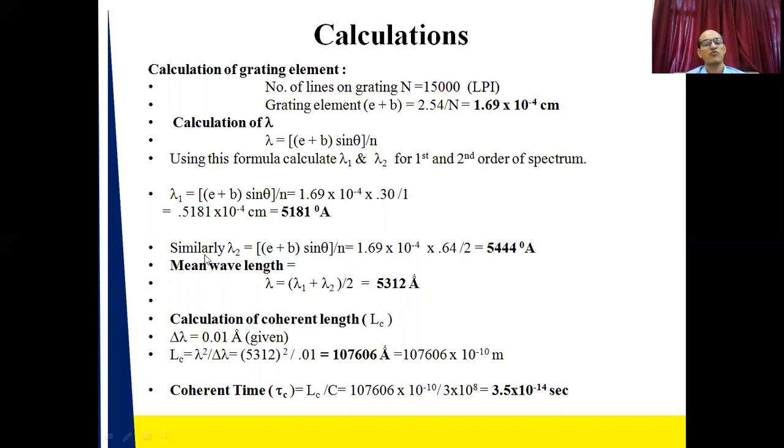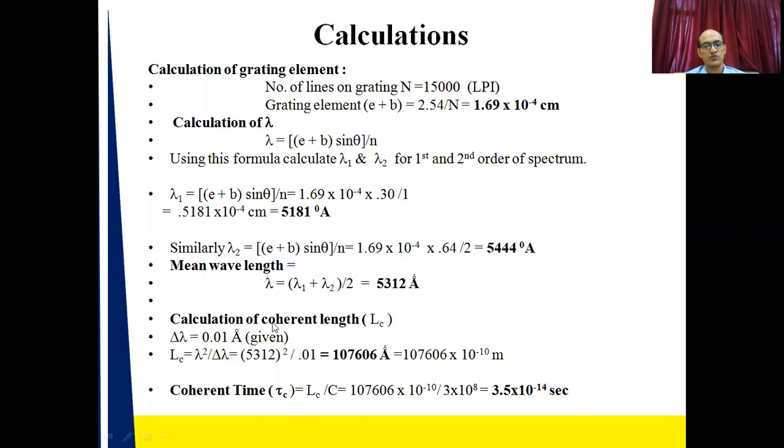Similarly, we will find out the value of lambda 2 by putting the value of E plus B and the value of sine theta, and here you will take n equals 2 for second order spectrum, and it will be 5444 angstrom. Now we'll take the mean of lambda 1 and lambda 2, then lambda equals lambda 1 plus lambda 2 upon 2, it will be 5312 angstrom.